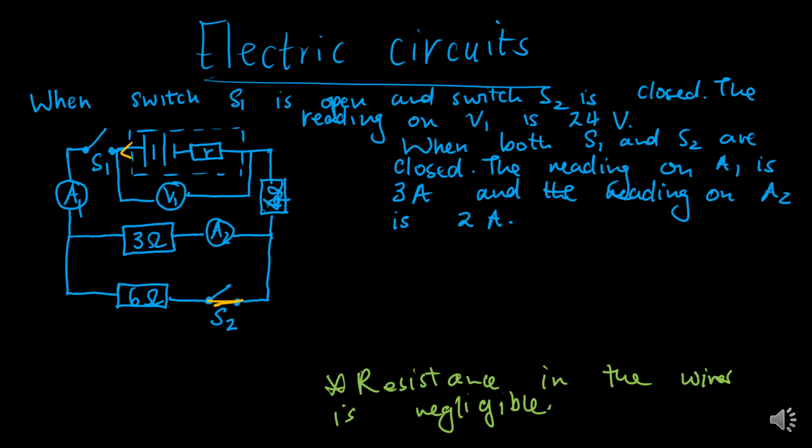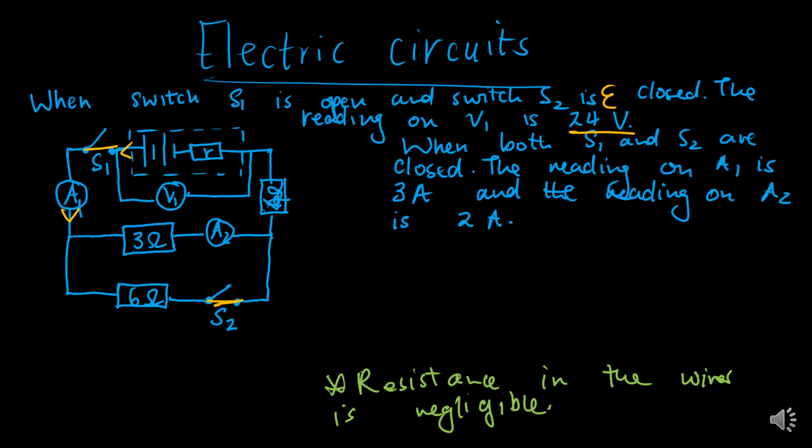They say the reading on V1 is 24. So that reading must be the EMF, which is the reading across the battery when there is no current flowing in the circuit, right? It must be the total energy that is supplied by the battery, which is 24 volts. And then they say when both S2 and S1 are closed, so now I've closed both of them, which means there must be current in the circuit, right?